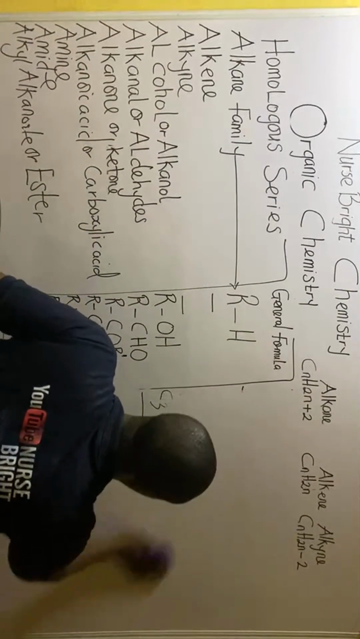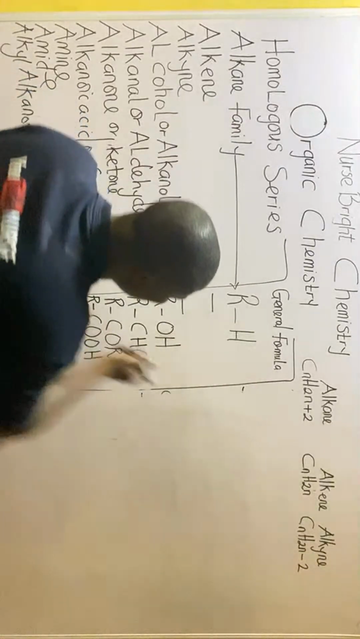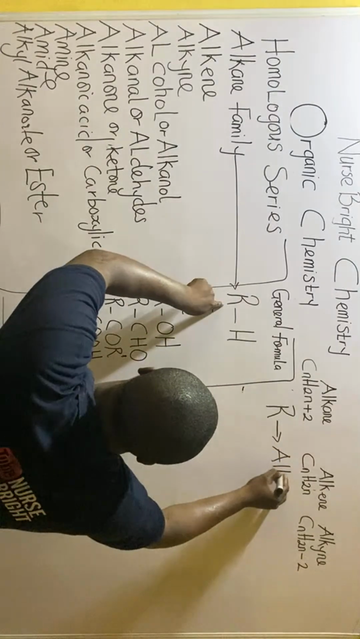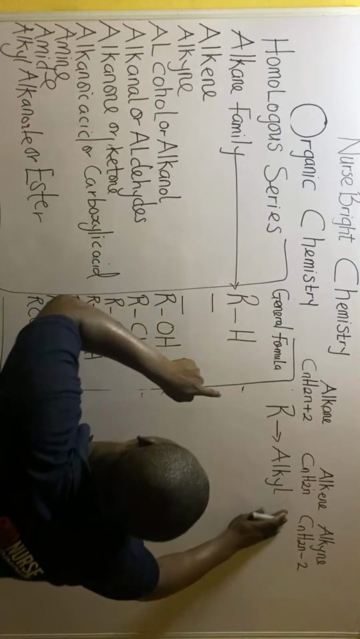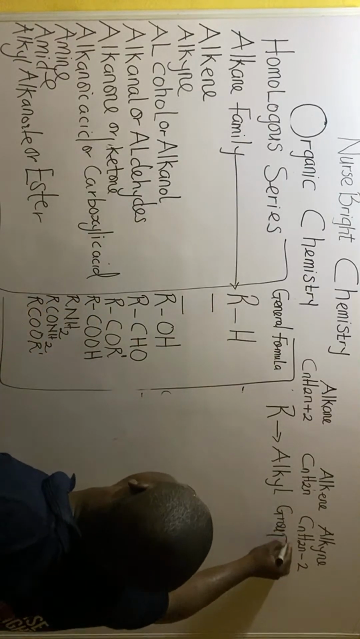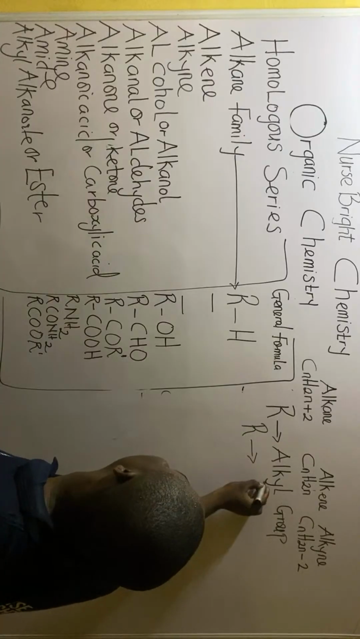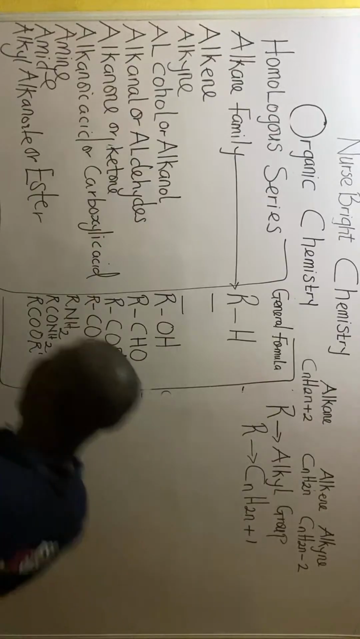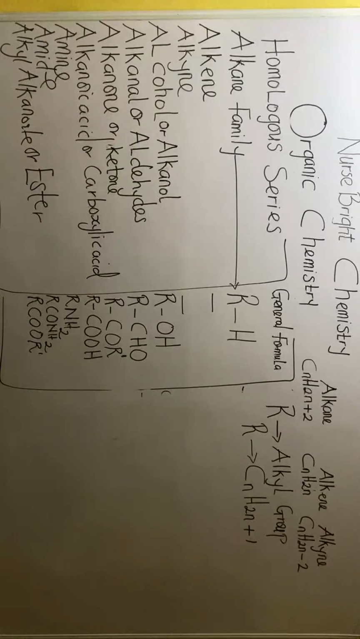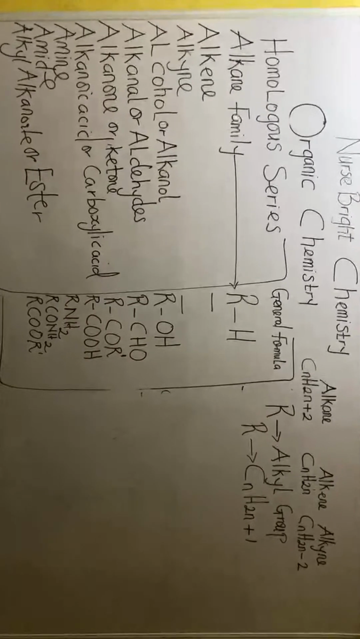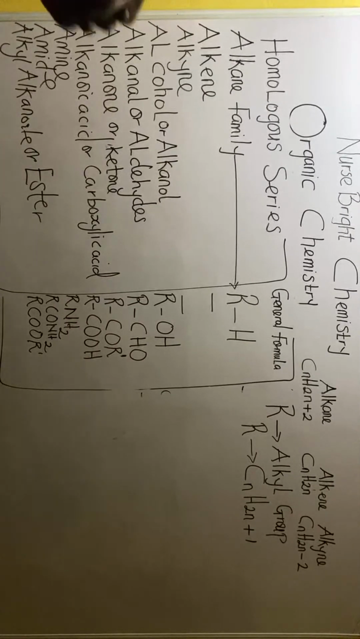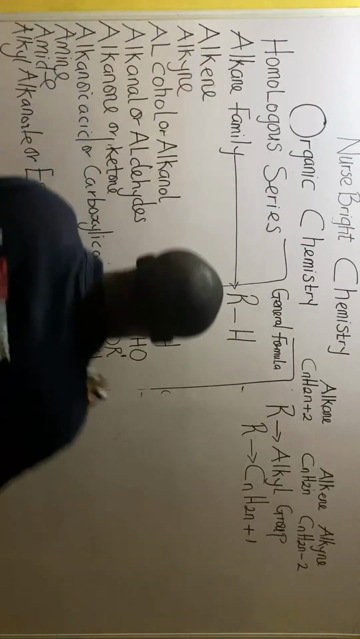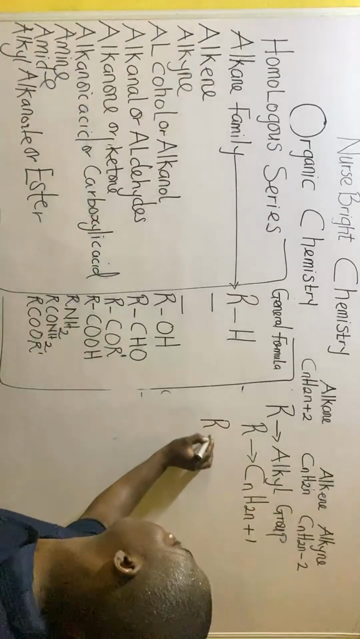Now I have to tell you something. Maybe I've not said this, or I've said it but you did not take note of it. R has a name. What is it called? Alkyl group. The alkyl group has a formula, similar to all these things. It's CnH2n+1. They are not the same, but they are similar. So R is CnH2n+1. For instance, let me pick alcohol: the alcohol general formula is R bond OH.